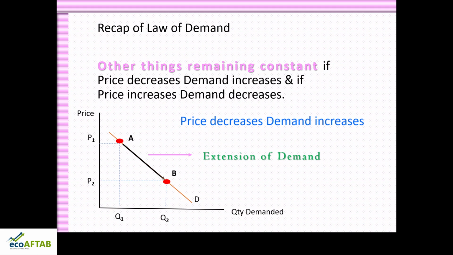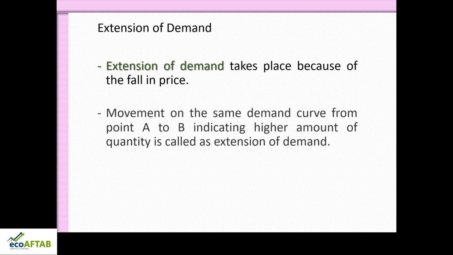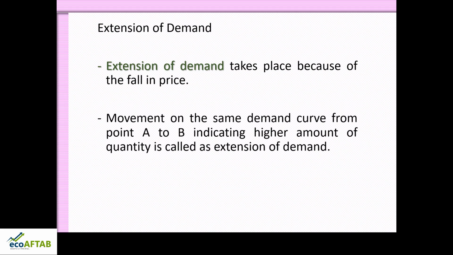Exactly the reverse of this will be contraction of demand. Now what is extension of demand? Extension of demand takes place because of the fall in price. The first thing to be noted is the movement on the same demand curve. Whenever we speak about extension of demand, there is movement on the same demand curve from point A to point B, indicating a higher amount of quantity is demanded, which is called extension of demand.